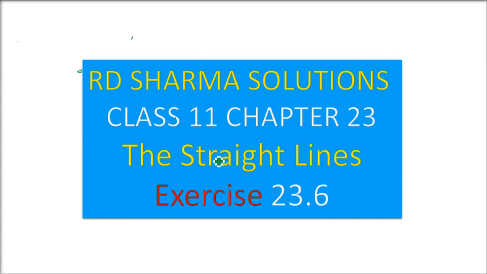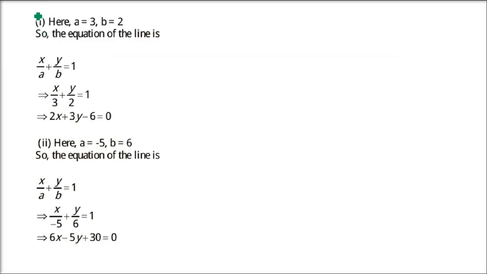We are taking R.D. Sharma Solutions, Class 11, Chapter 23, the straight lines, exercise 23.6. This is the first question. Find the equation to the straight line. There are two parts in this question. Find the equation of the straight line. The first part is cutting off intercepts 3 and 2 from the axes.